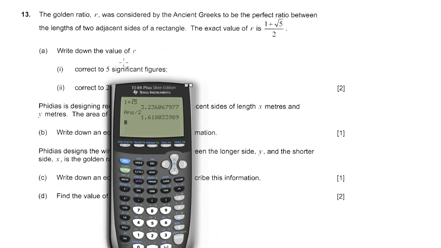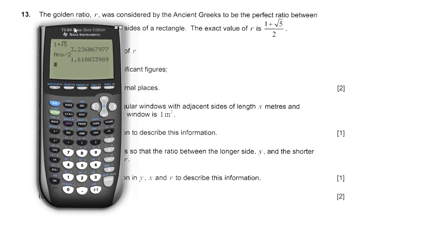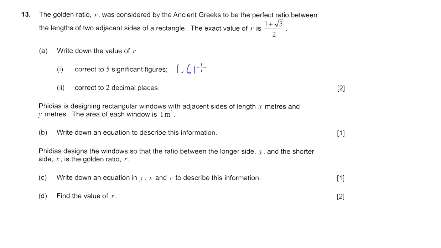Write down the value of r, correct to 5 significant figures, right? So 1, 2, 3, 4, 5. There's the 5th significant figure. The 3 tells the 0 to stay. So we got 1.6180. 1.6180 is our value of r to 5 significant figures.